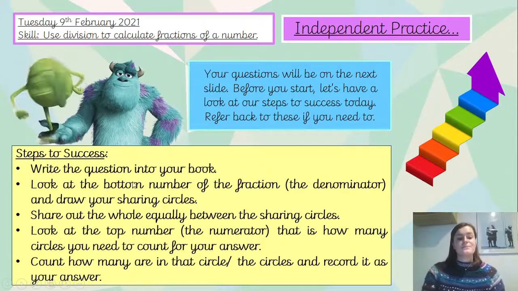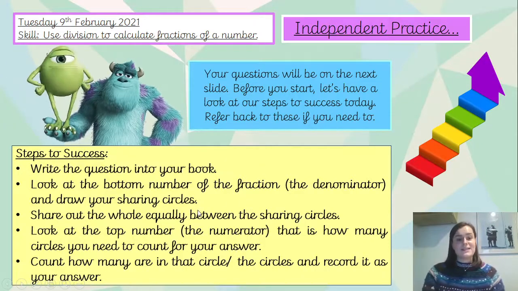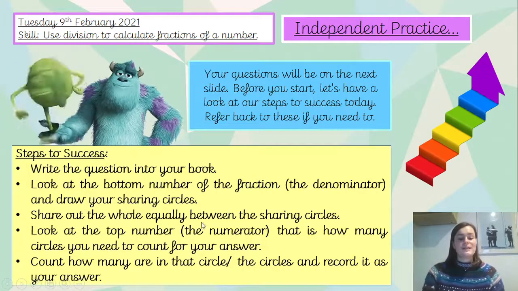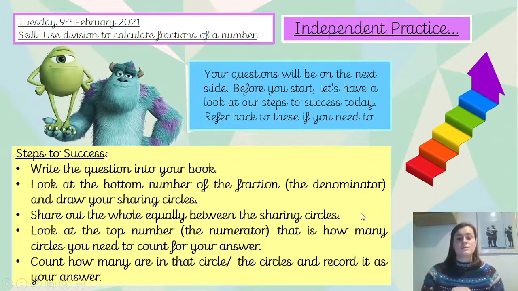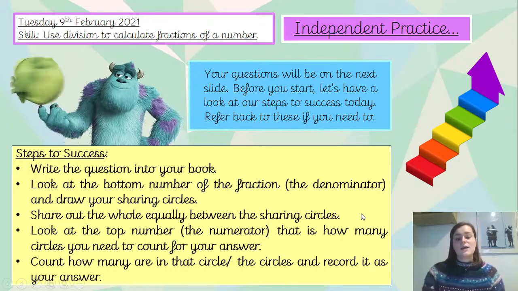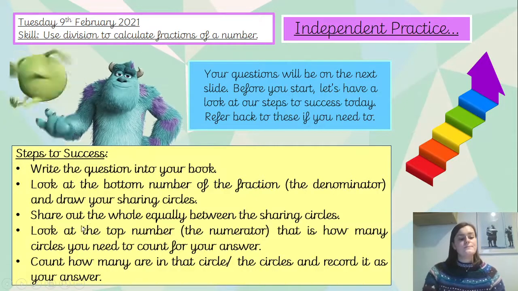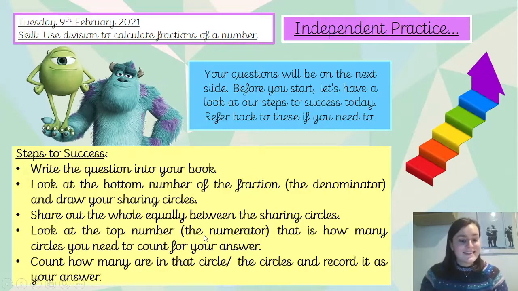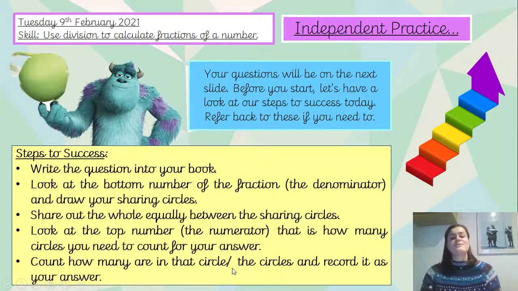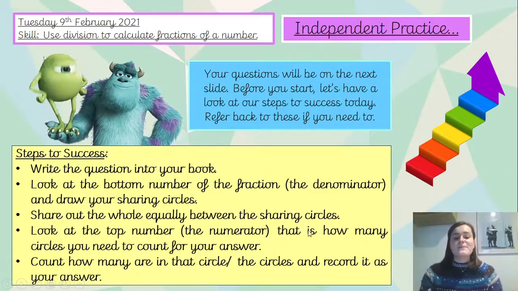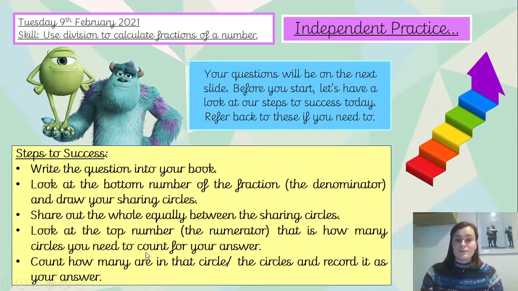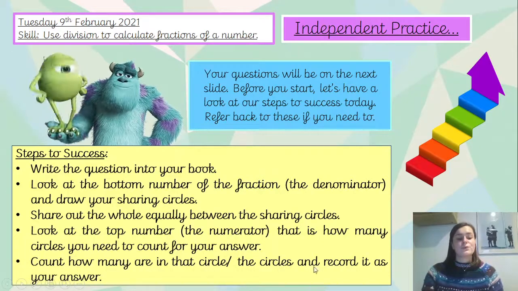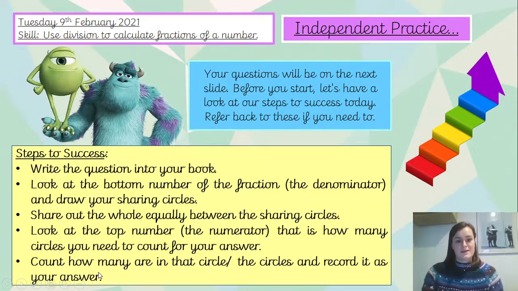So whatever number the denominator is, that's how many sharing circles you will draw. Then you're going to share out the whole equally between the sharing circles, so you can do your dots or you can use counters, whatever works for you at home. And you're going to look at the top number, which is called the numerator, well done if you read it or if you just remembered that, and that is how many circles you will need to count up for your answer. Then you're going to count them up and record it as your answer, just like we did with our guided practice.